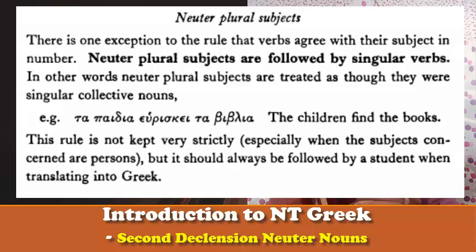But while translating, we make use of what? Find. So ta paidia, that is the children. Euriske, which is he or she finds, is used with ta paidia, while we have ta biblia, the books. Do you get that? So note that in the Greek translations, when you have the neuter plural subjects, it should be followed by singular verbs.